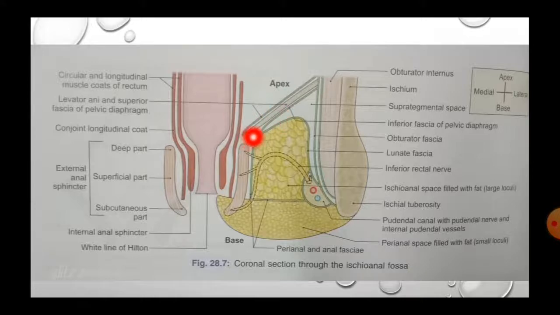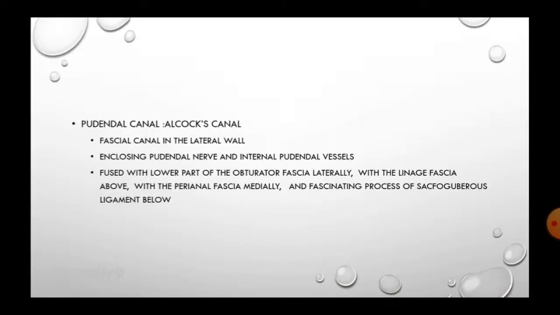Here we can see the lunate fascia. The lunate fascia arches over the ischioanal fat. It begins laterally at the pudendal canal and merges medially with the fascia covering the deep part of the external anal sphincter. And the fascia divides the space into a suprategmental space above the fascia and a tegmental space below the fascia. Finally, we have the pudendal canal, which is also called Alcock's canal.